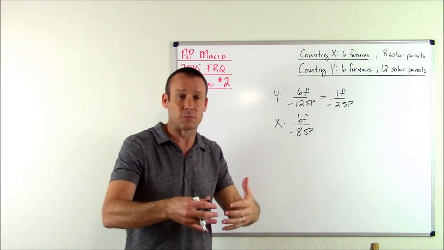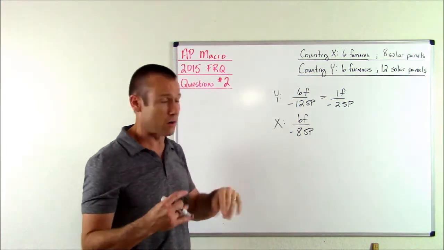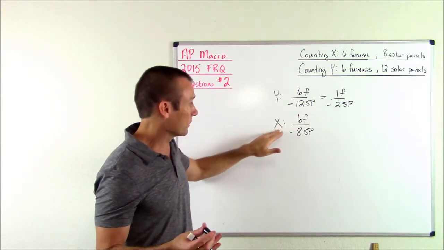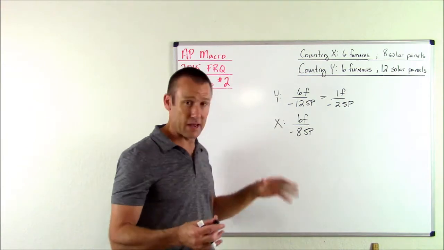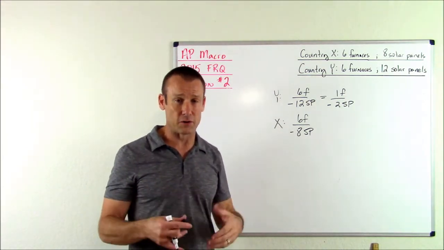I don't have to get it in terms of 1 because they've already got it in terms of the same amount of units of furnaces, right? We already know when country Y makes 6 furnaces, they give up 12 solar panels. When country X makes 6 furnaces, they give up 8 solar panels. Country X has the lower opportunity cost when they make furnaces.